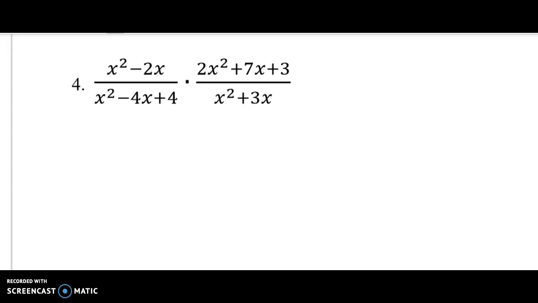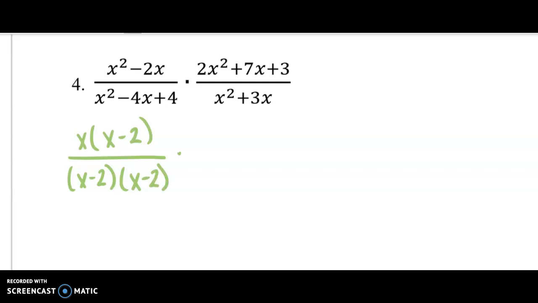So x squared minus 2x, I can take an x out of there. I'd be left with x minus 2. On the bottom, I can factor that. That's a trinomial. That's x minus 2 times x minus 2.